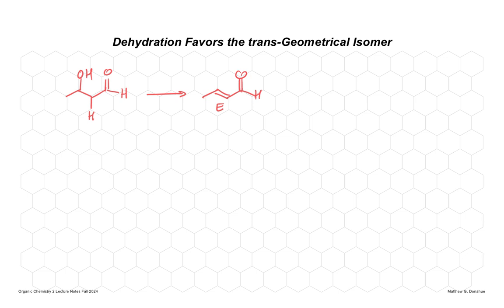So other than just saying, well, we're going to get trans, why is that? We're going to bring back our friend, the Newman projection, because we have to eliminate the H and then the OH is going to leave. So we need those to be, remember the word, in what orientation? They need to be anti. And maybe what we'll do is we'll put our eyeball there and look down carbons 2 to 3.